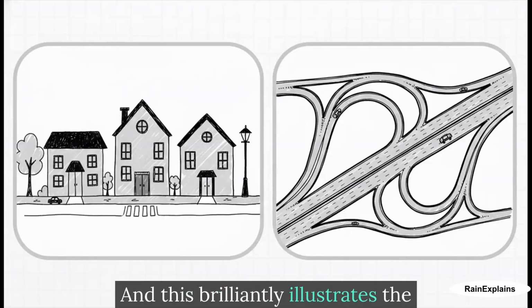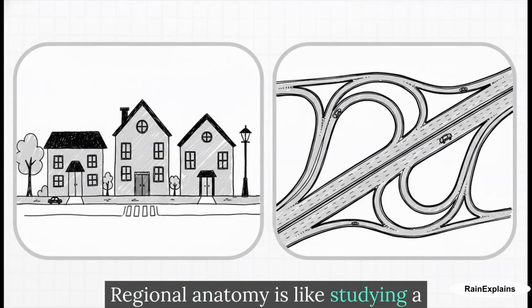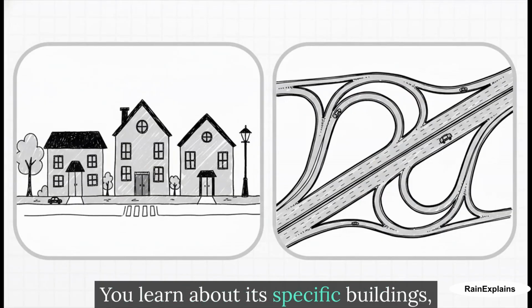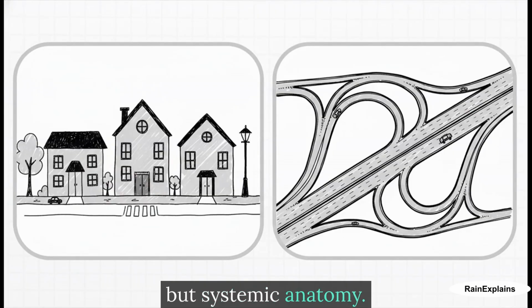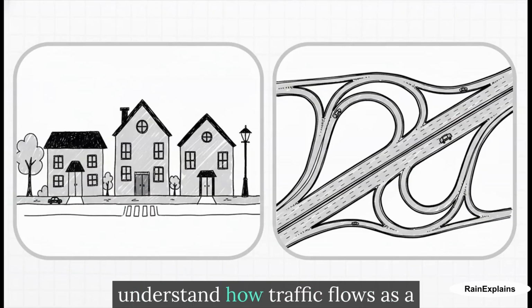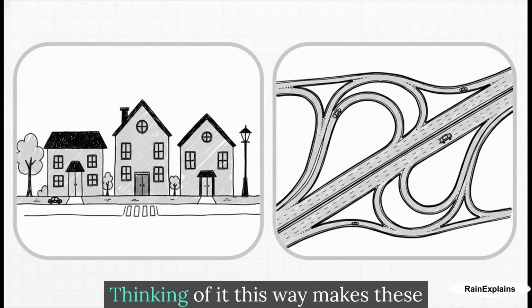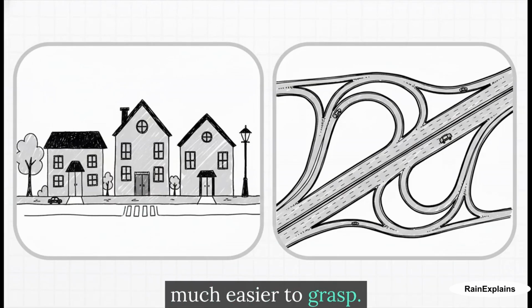And this brilliantly illustrates the difference. Imagine a city. Regional anatomy is like studying a single neighborhood. You learn about its specific buildings, its local water pipes, its power lines, but systemic anatomy, that's like tracking the entire highway network across the whole city, totally ignoring the local buildings just to understand how traffic flows as a whole. Thinking of it this way makes these abstract concepts highly visual and so much easier to grasp.